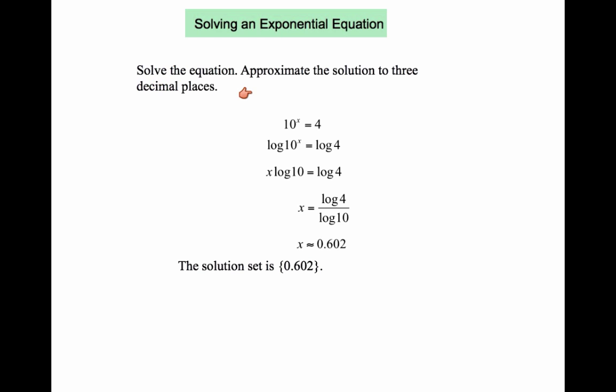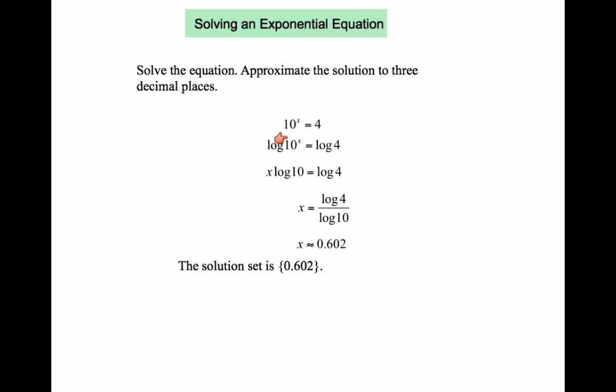We're going to solve the equation and approximate the solution to 3 decimal places. Here we have 10 to the power of x is equal to 4. If I can make the base the same, I can conclude the exponents are the same, but over here I can't. So I can take a log of both sides. From here I can say the log of 10 to the power of x must be equal to the log of 4.